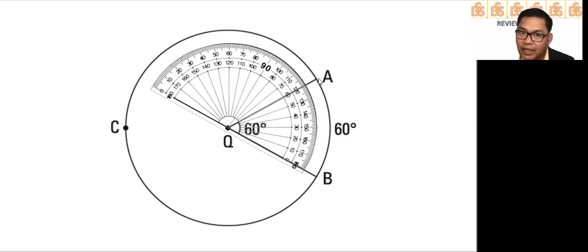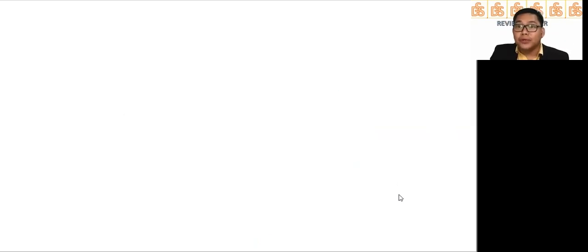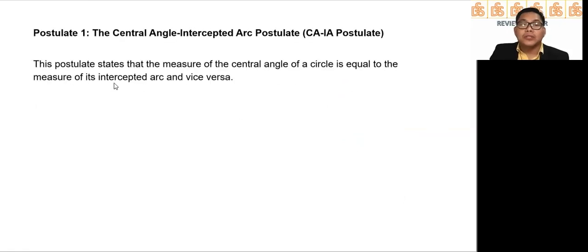If we measure the arc, let's start with 180, which we make 0. So 180 to 170 is 10, then 10, 20, 30, 40, 50, 60. And that's true. The arc is also 60 degrees. So the angle is 60 degrees, and the intercepted arc is also 60 degrees. That confirms that the central angle and the intercepted arc have equal measurement. So we may now agree that this postulate about the central angle and intercepted arc is true.